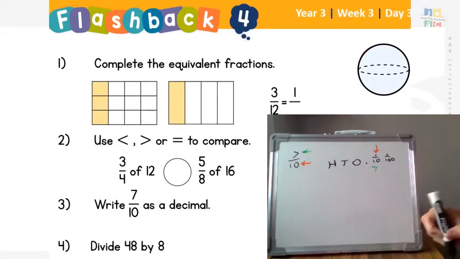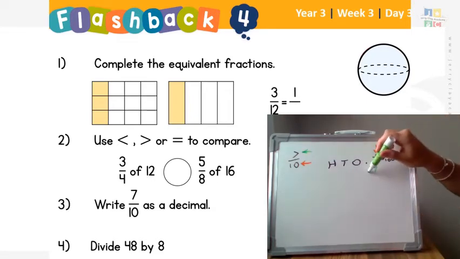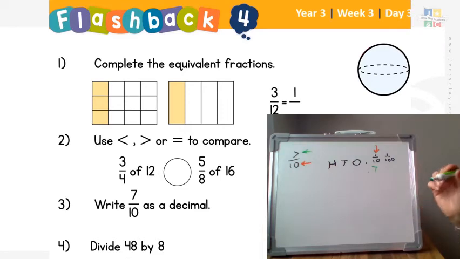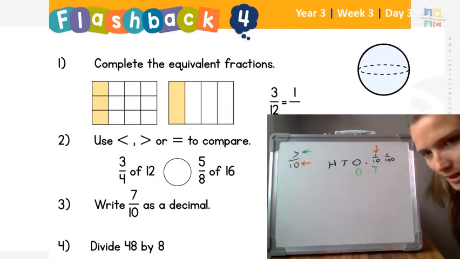However, remember, we need to bring our decimal point down. And we can't just have .7. If there's nothing before the decimal point, we must fill it in with a 0. So you should have got 0.7.